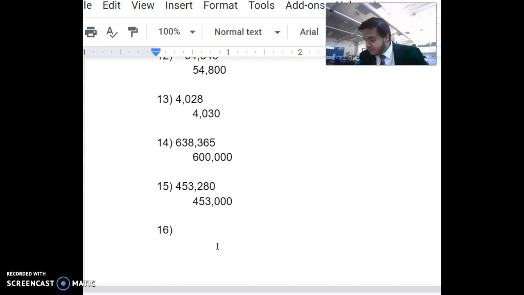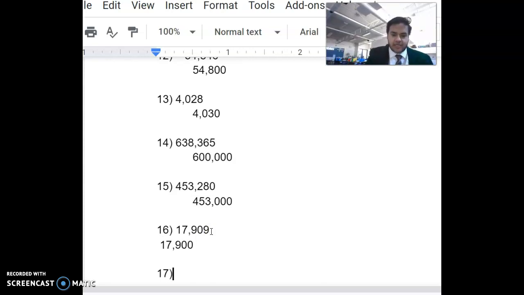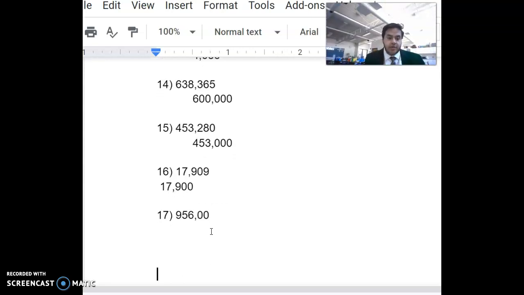16. 17,909. With the 9, this 9, underlined, everything after that becomes a 0. That turns into 17,900. 17. You're starting to get the hang of it. If you could do this by yourself, you could stop watching. You're good to go.